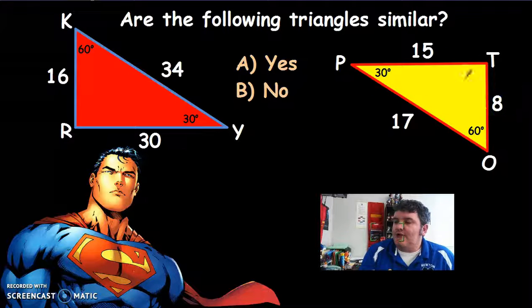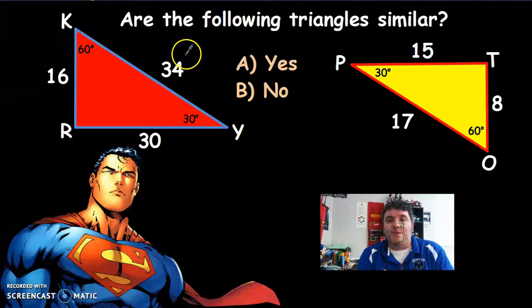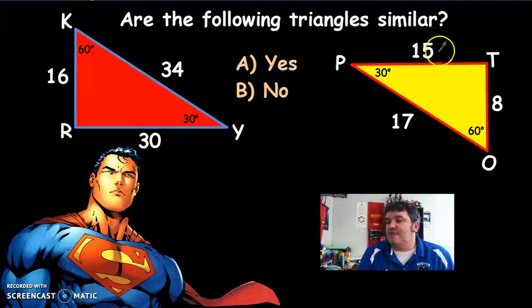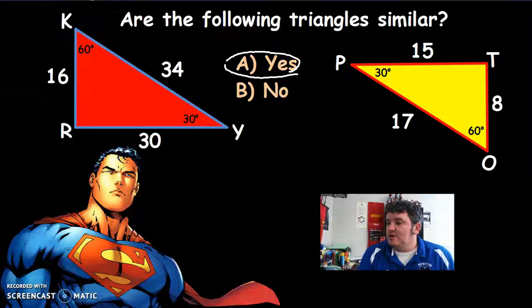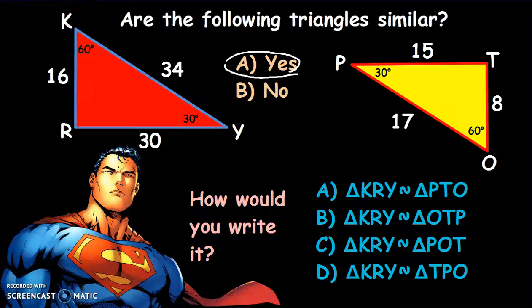I'll also notice that 8, 15, and 17, when multiplied by 2, results in 16, 30, and 34. Or 16, 30, and 34 when divided by 2 or multiplied by 1/2 gives me 8, 15, and 17. So these are in fact similar. So now the question is, how would you write it?